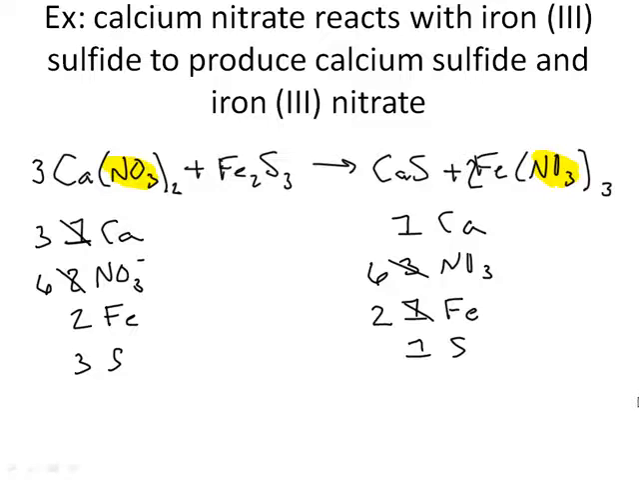Calcium, though, is no longer balanced. So I see calcium. I have 3 calcium in the reactants. When I go and look at the products, I see 1 calcium. If I put a 3 in front, that changes my calcium to 3, and it also balances my sulfur. And then I last check to make sure that I have the lowest whole number ratios of each. I do, so this is balanced.